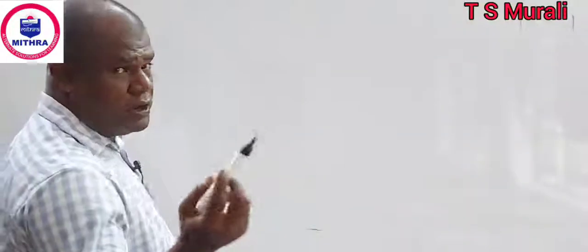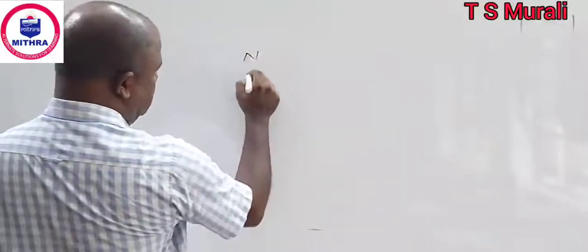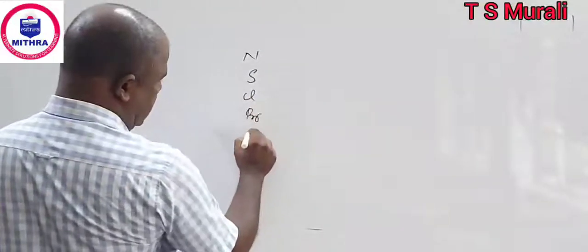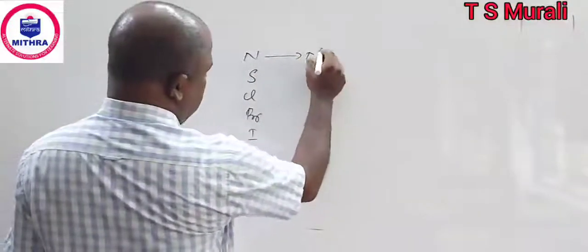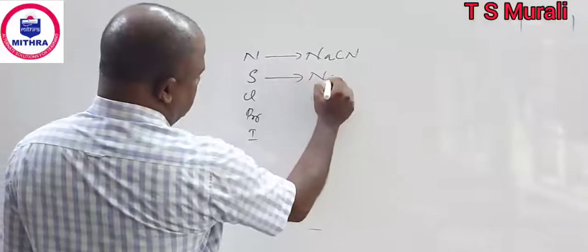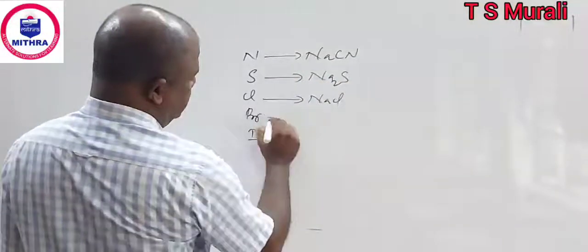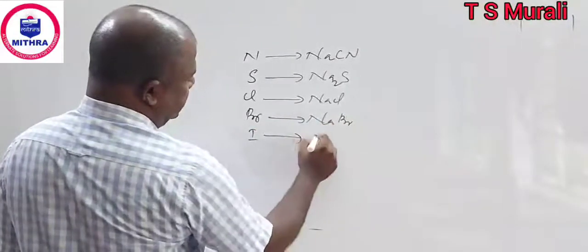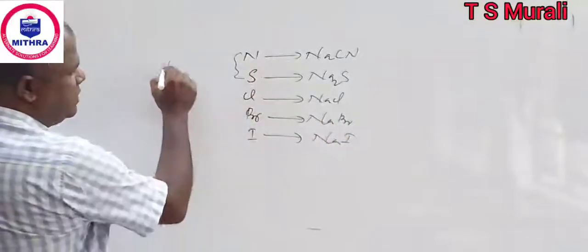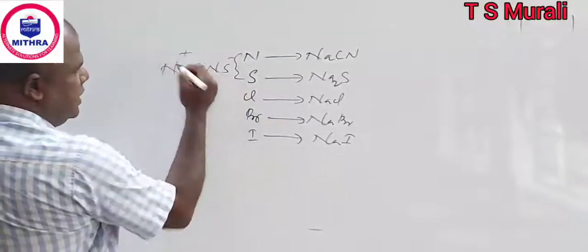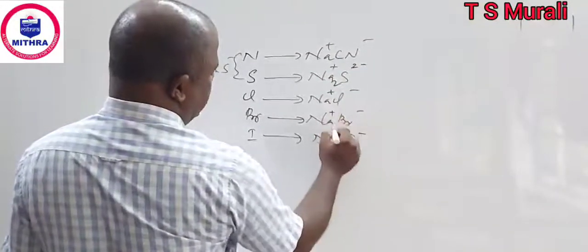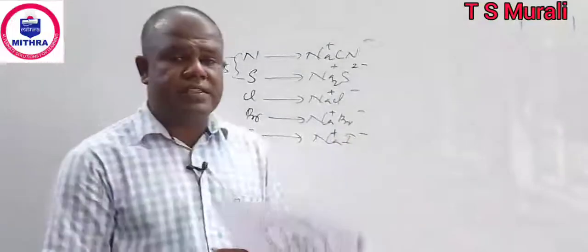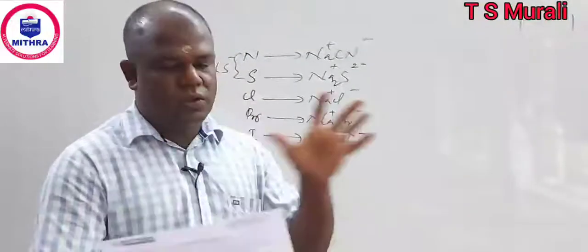While preparing Lassaigne's extract, an organic molecule may contain nitrogen, sulfur, chlorine, bromine, iodine; phosphorus is also there, but that is entirely different. If nitrogen is present, that is normally converted to NaCN. Sulfur goes to Na2S, chlorine to NaCl, bromine to NaBr, and iodine to NaI. And one more: if nitrogen and sulfur are together present, that is converted to NaCNS. So we get Na plus CNS minus, Na plus CN minus, Na plus S2 minus, Cl minus, Br minus. These are the conversions that happen when we are preparing Lassaigne's extract. I explained the theory, you just find the answer and tell me.